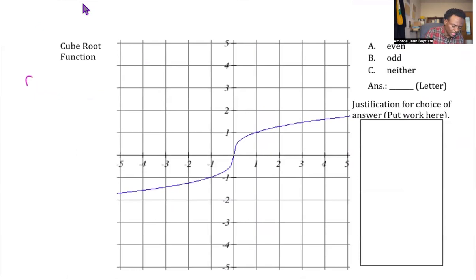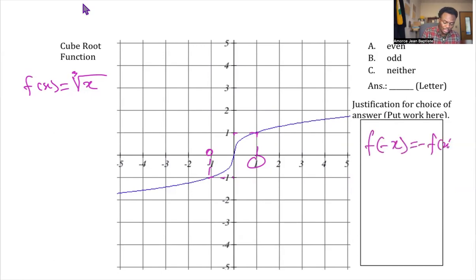Cube root function, that's f of x equals cube root of x. Well, 1 is 1, negative 1 is negative 1, and it would work for any value. So f of negative x is negative f of x. This is odd, and also we can see the symmetry with respect to the origin here. So that's an odd function.